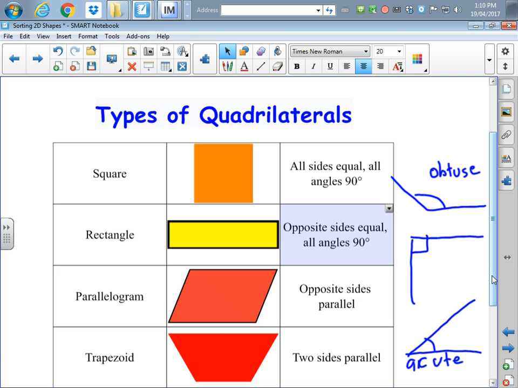Now, here's our new word. I can add this to my chart. A parallelogram. What do you think a parallelogram is? What makes it a parallelogram and not a square or a rectangle?